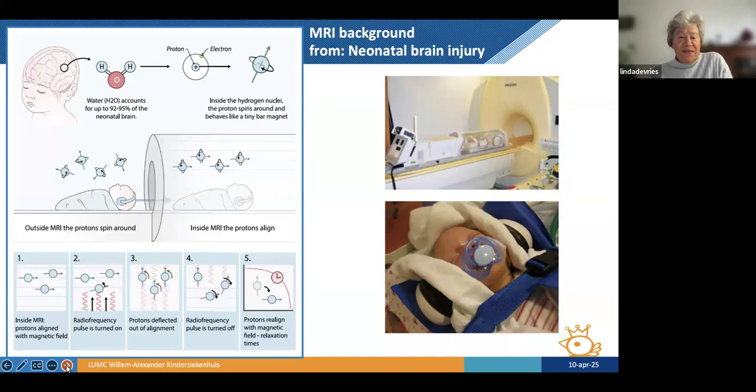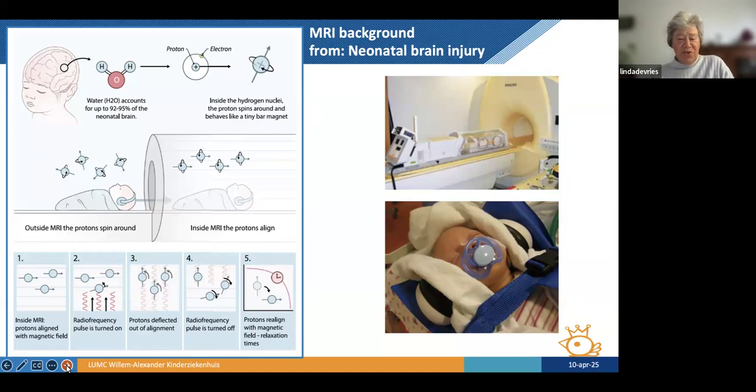So we have to realize that a newborn brain consists for 95% of water, which is hard to imagine, but it's true. And during the first year, the water content goes down quite rapidly, but it's there. And we also have to realize that everything in our body is kind of electric. So there are protons, electrons, and they all kind of go around in all kind of directions, unless you put a baby in a scanner, and then the protons are aligned within the magnetic field.